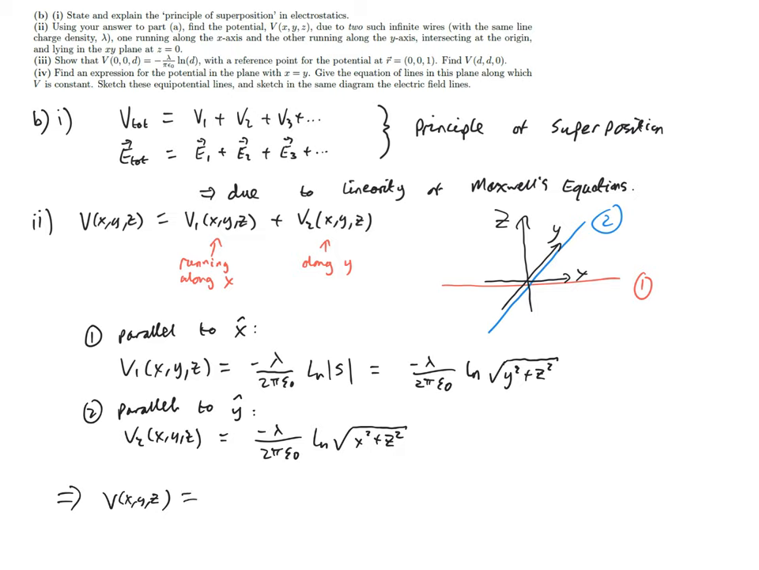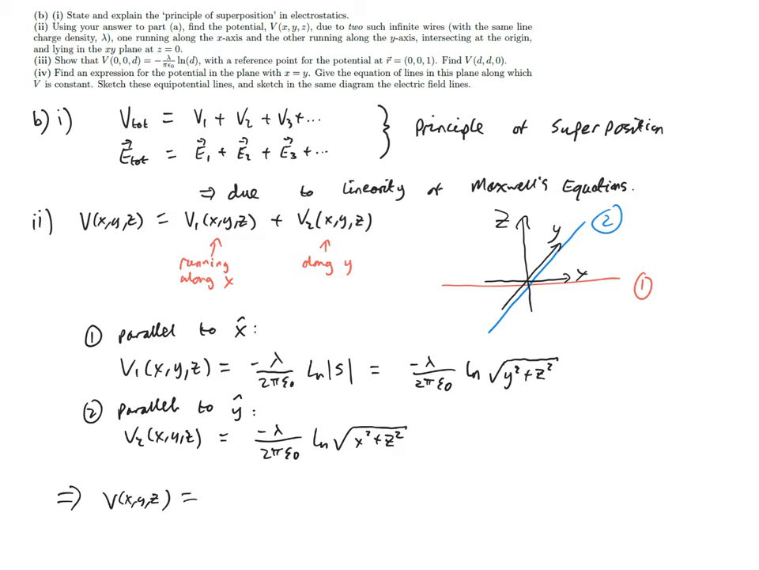Okay, so in the last part of this sub-question, find an expression for the potential in the plane with x equals y. Now, this might seem a bit confusing. What is the plane with x equals y? Well, we can draw a line, x equals y. Everyone knows how to do that. And then this is a plane when we consider that this line exists for any z in the vertical direction. So that's the plane in question.